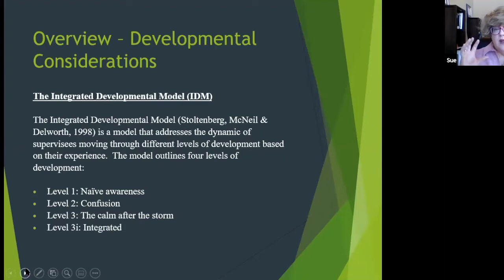you may be working with someone who's in their very first practicum, or you may be working with somebody who's a postdoctoral. And level one, with the naive awareness, think about when you were going through your training in your first practicum. It's like, okay, I've got all this knowledge, now I'm applying it. I have no idea what I'm doing. And it's really scary. So having a supervisor who understands that and can provide the support, being able to really provide the scaffolding that you need at that level, can be so important.